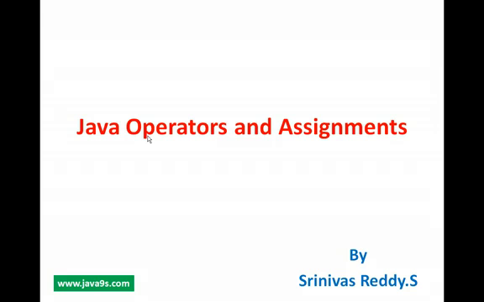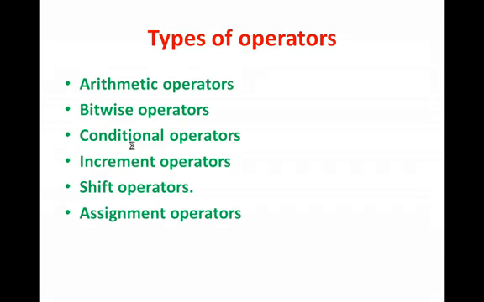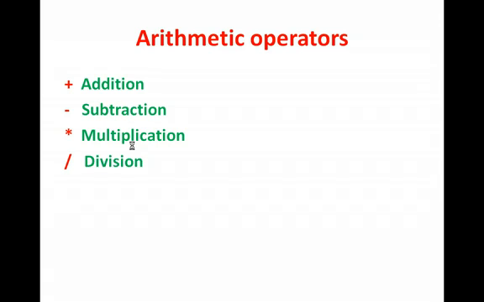In this session, I'm going to teach you about Java operators and assignment operators. There are different types of operators. There are arithmetic operators, bitwise operators, conditional operators, increment operators, shift operators, assignment operators. Coming to the arithmetic operators, you can find addition, subtraction, multiplication, division, and take remainder operator. And I don't need to teach much about these things as they are very basic.